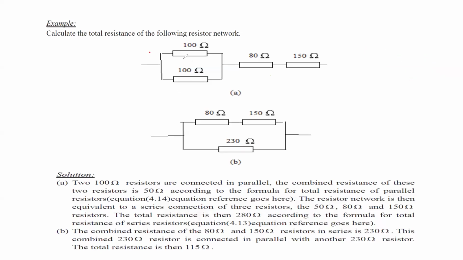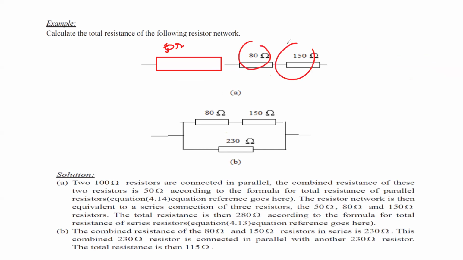So this will be 50, and this 50 is now the combined resistance of the 200 ohm resistors. So this is 50 ohm, and this 50 is connected in series to 80 and 150. So we simply add them. So 50 plus 80 is 130, and 130 plus 150 is 280 ohm, which will be the combined resistance of this combination.